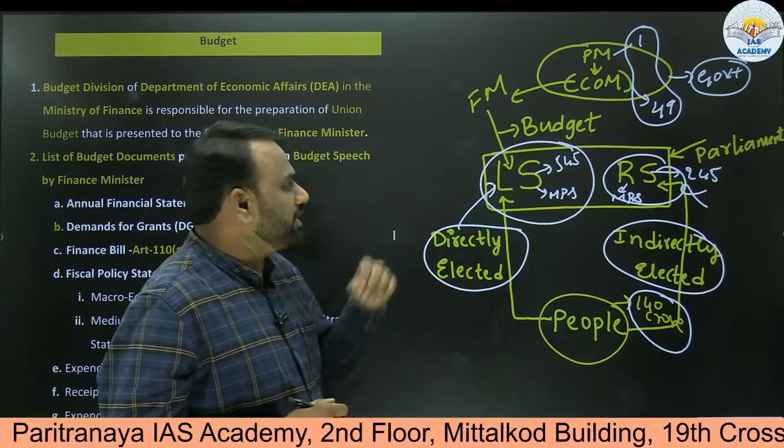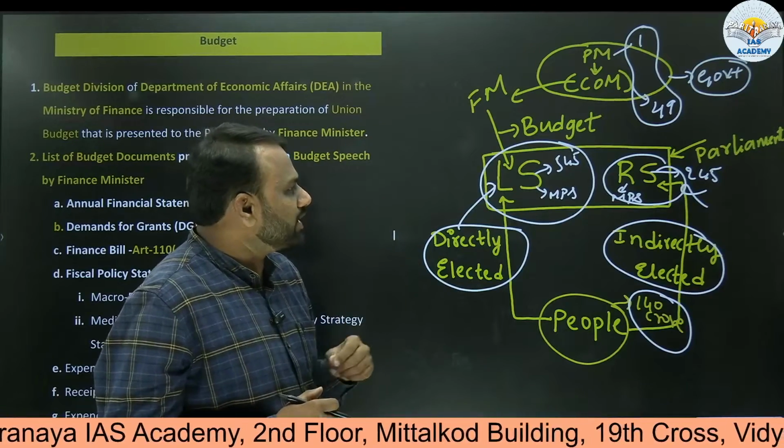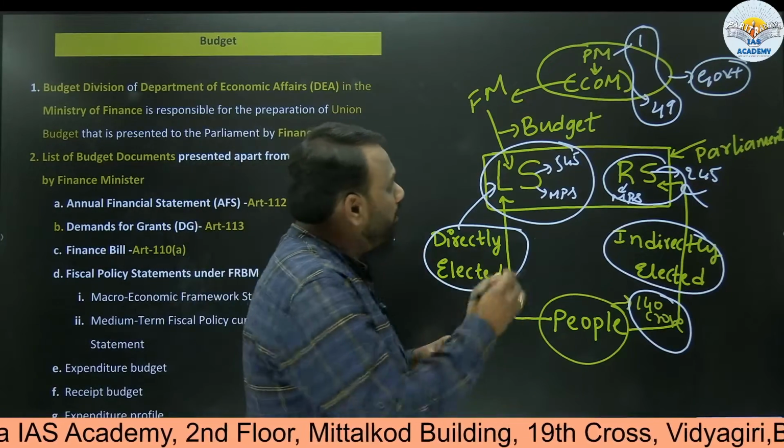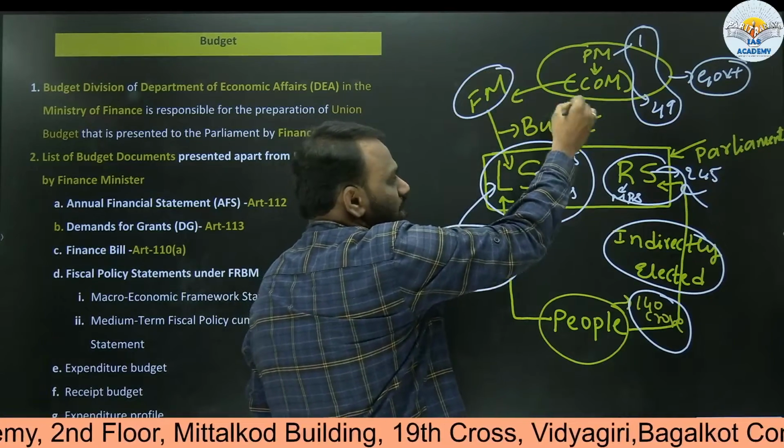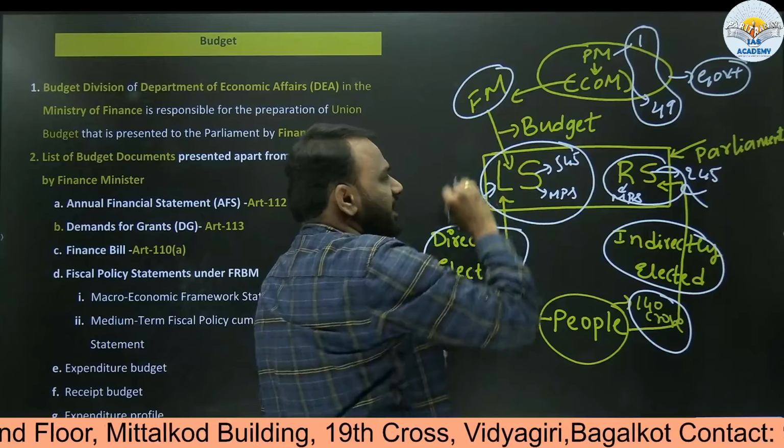Okay. Now at a superficial level we understood. The next question is: who will propose the budget? The finance minister. Among these 49 ministers, one minister is the finance minister.